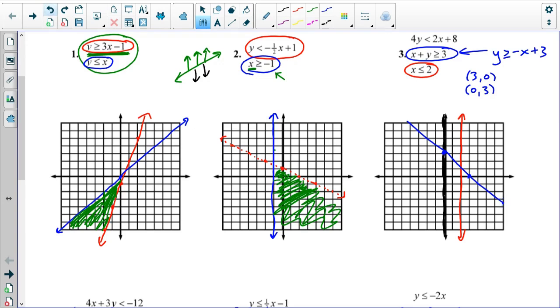That was a terrible drawing. So I'll try that again. And then I have this one, which I will transform into slope-intercept form. Y is less than 1/2 x plus 2. So if I start at 2, and then I have a slope of 1/2, it's going to look something like this.